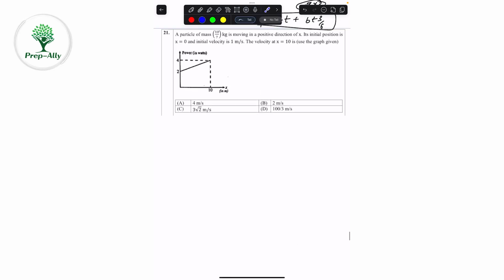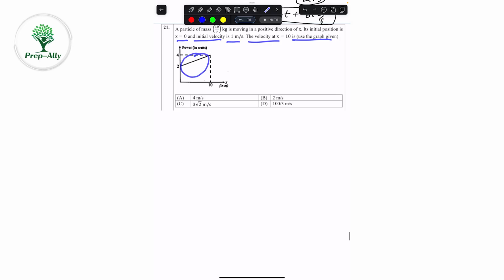Now we are going to solve 21st question of PAVE exam. In this question it is saying a particle of mass 10 by 7 kg is moving in a positive direction x. If the initial position of the particle at x is equal to 0 and initial velocity is 1 meter per second, the velocity at x is equal to 10, we have to find.